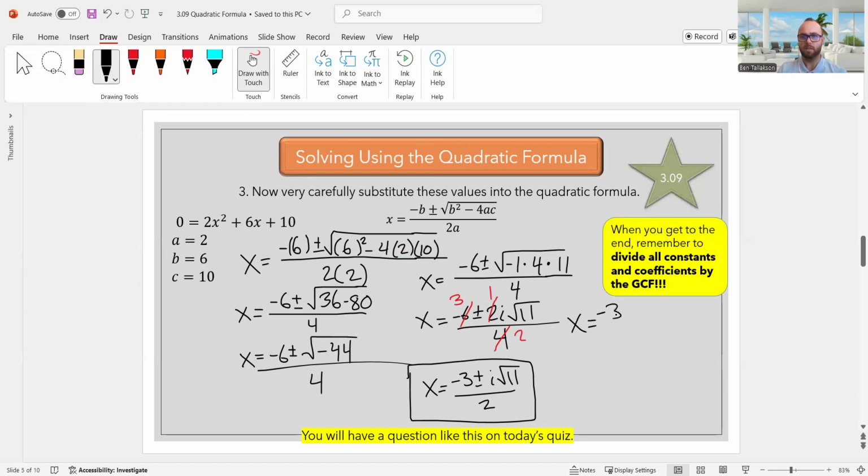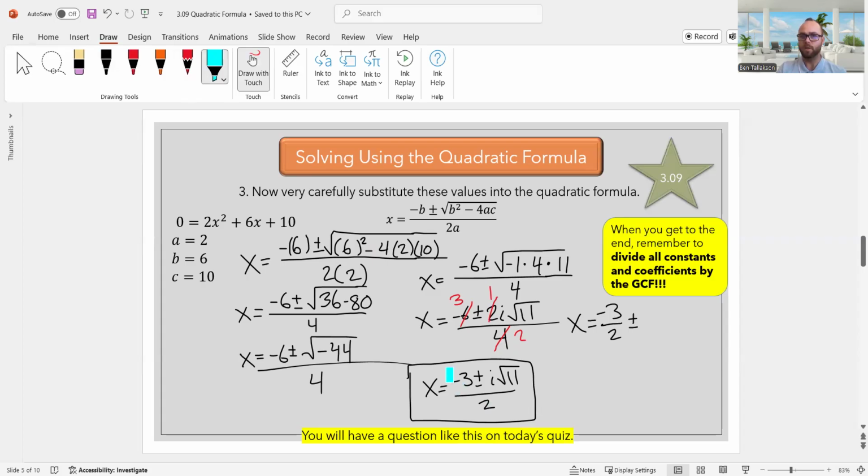Now, you could write this as negative 3 plus i square root 11 over 2. And then you could do the same thing just with a minus sign. That's how you could show your 2 answers. Or you could also show it as the real part first and imaginary second. Negative 3 over 2 plus or minus.